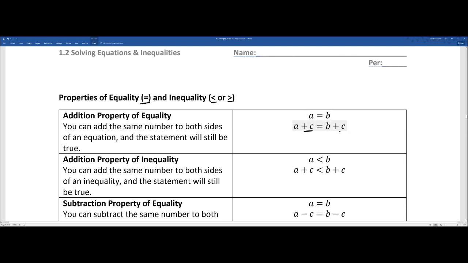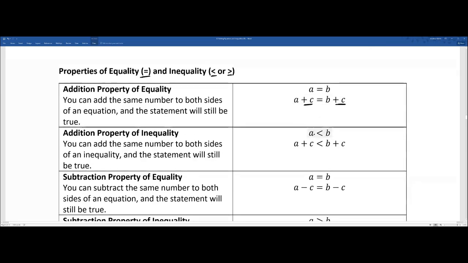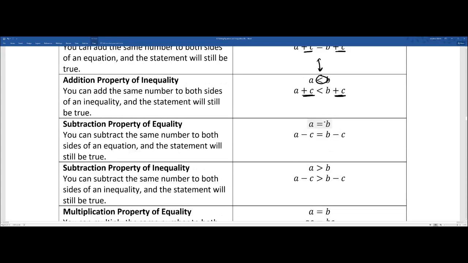What you do to one side, you have to do the other. So if you add one side, you have to add to the other. So yeah, same rule applies with the property of inequality. Okay. The only difference between the two here is the symbols. You have again equals and you have less than. So that's something to note.